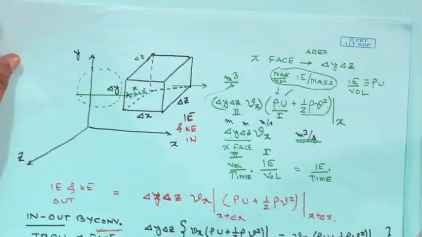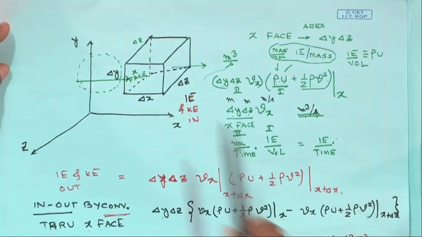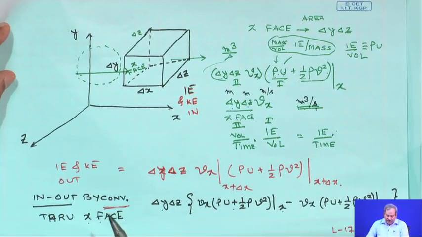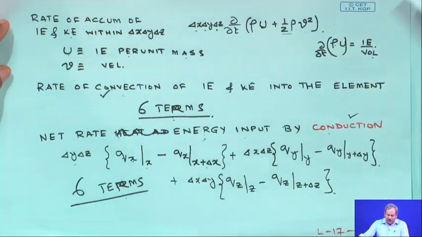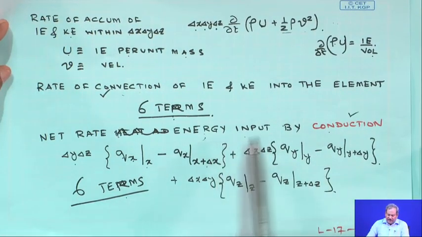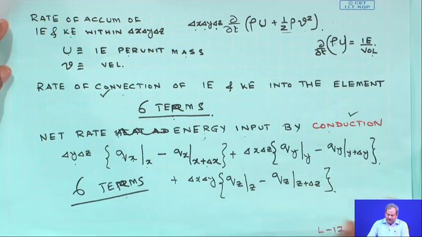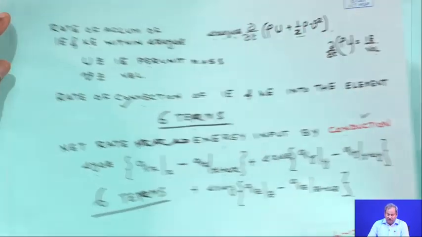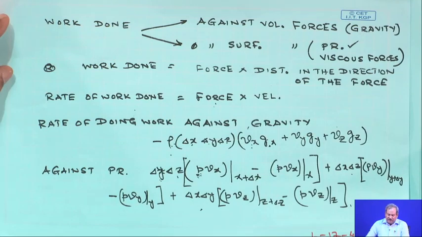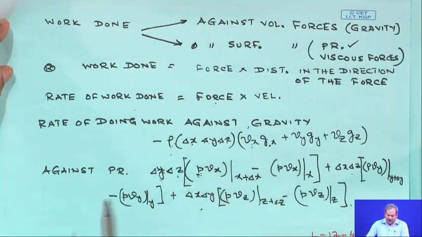After that, I have defined the volume element, and I have identified the terms for convection. I have also identified the energy input by conduction. These are the 6 terms that I have referred to. I have also identified the work done against volumetric forces, for example, against gravity and against pressure, which would be these terms.